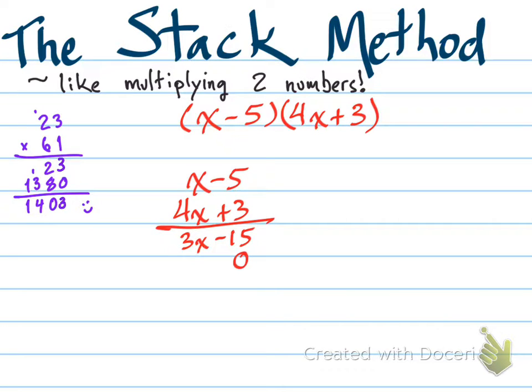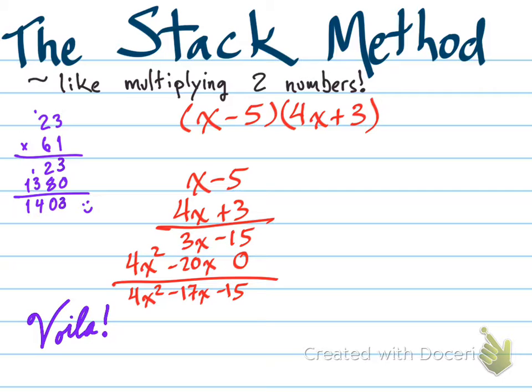And 4x times negative 5 and 4x times x, you write the result there in the next row or the next line. And finally, we add our results, and we got a negative 15 and a negative 17x and a 4x squared. And voila, we are done. We've got the answer to our problem using the stack method here.